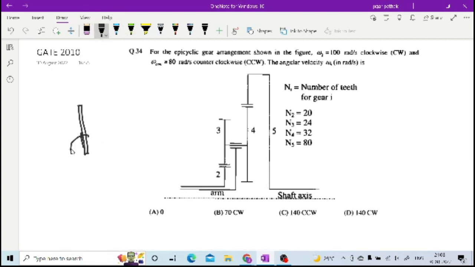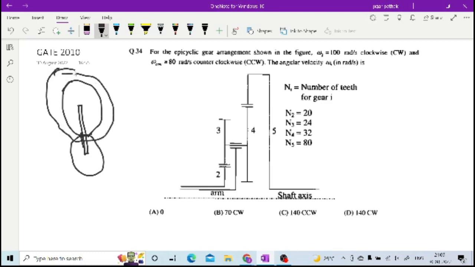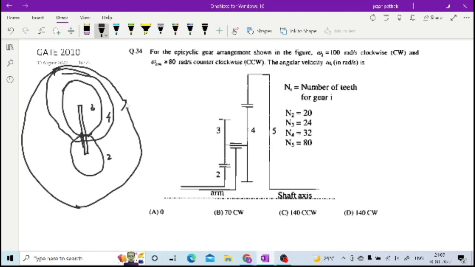If you consider this as your gear 2, then it is in mesh with gear 3, and you are having one more gear 4 on the same shaft as 3. This is gear 2, this is gear 3, and this is gear 4 which is on the same shaft of 3, and then you are having this gear 5, a kind of ring gear which you had earlier also. So this is your gear 5.